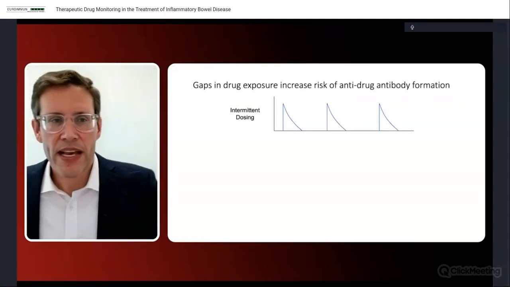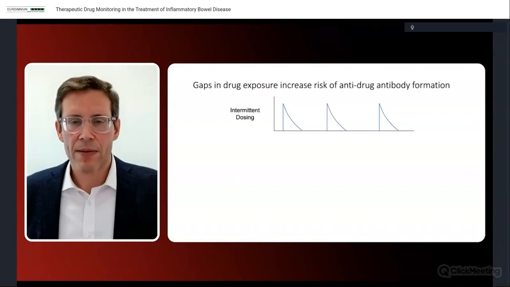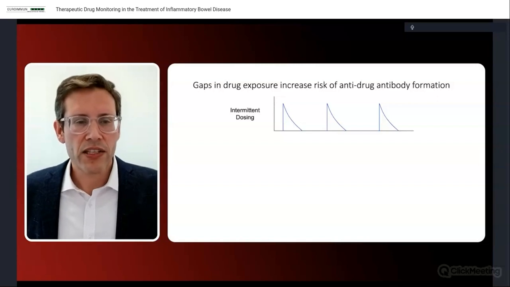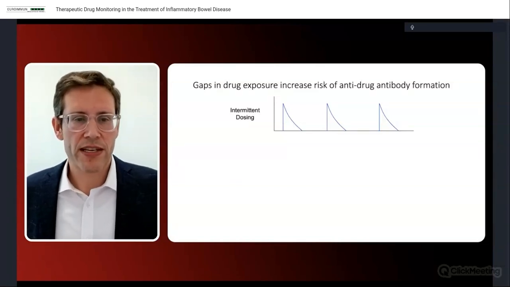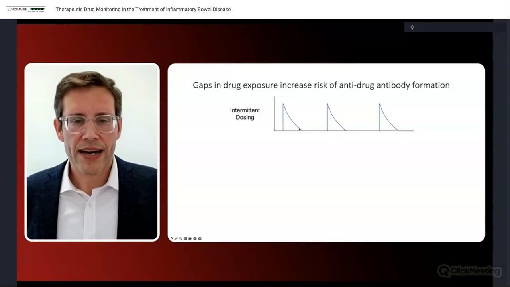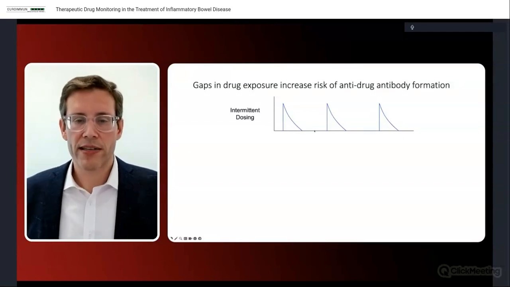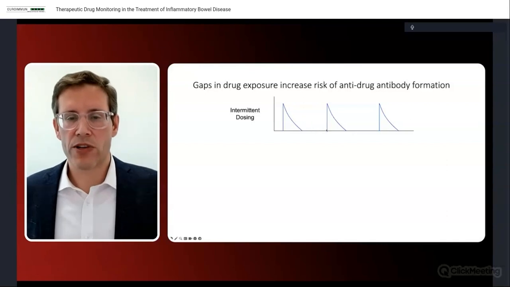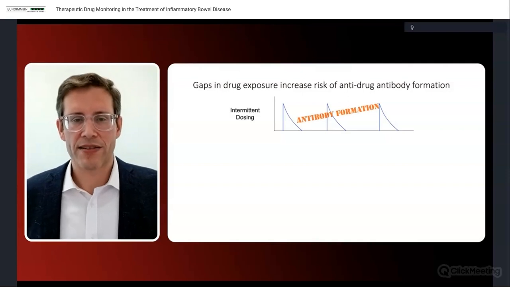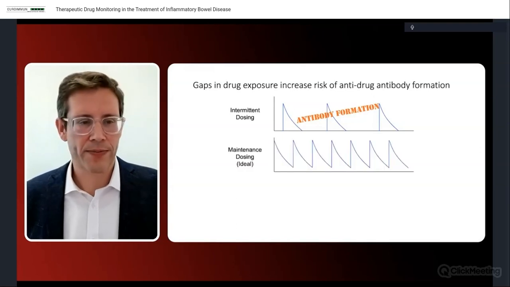Well, we can take a little lesson from history. When we first started using infliximab, the first biologic used for Crohn's disease, which blocks TNF, it was initially used with intermittent dosing. These graphs represent concentration over time curves of the drug in a patient. With intermittent dosing, you get a dose of the drug and then it clears out of the system, and then you have long periods without exposure to the drug before another dose is given. What we found was that this was an excellent way to immunize patients against the drug and created a lot of patients developing antibodies.